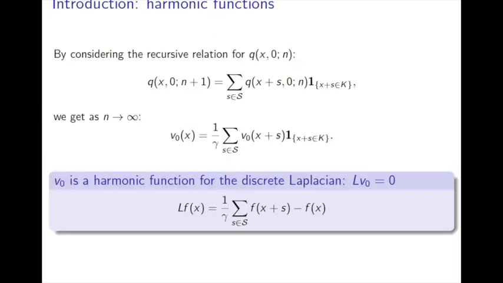By considering the recursive relation for q_n(x,0), which is q_{n+1}(x,0) equal to the sum over the possible steps s of q_n(x+s,0), and plugging the previous equivalent into this relation, letting n go to infinity, we obtain that v_0(x) is equal to 1 over gamma times the sum over s of v_0(x+s). This implies that v_0 is a harmonic function for the discrete Laplacian defined by this formula. Lf(x) is equal to 1 over gamma the sum over s of f(x+s) minus f(x), and harmonic means that Lv_0 is equal to 0.